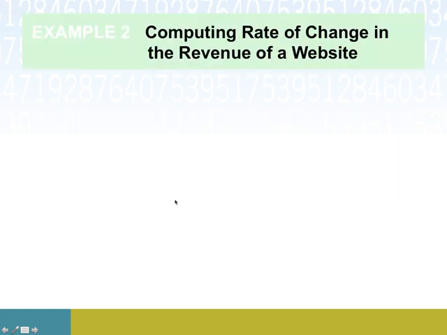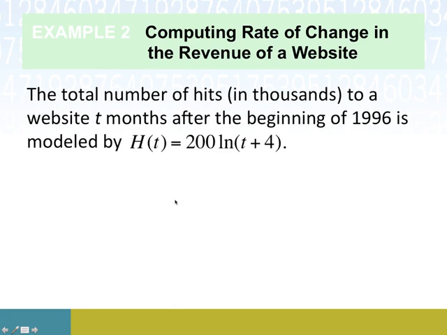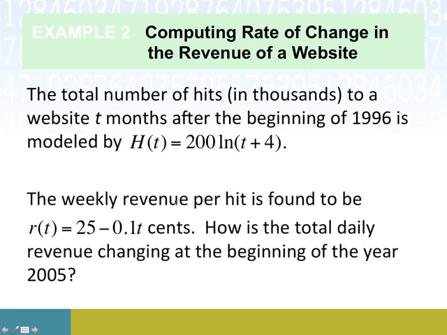Okay, so we're going to try a word problem out here. Our job is to look at the total number of hits that this website receives. So h of t is 200 natural log of t plus 4, where t is in months after the beginning of 96. And then we found weekly revenue, which is how much money they get per hit. Maybe this is from advertising or something like that. So the weekly revenue is found to be 25 minus 0.1 t. The question we're supposed to answer is, how is total daily revenue changing at the beginning of 2005?